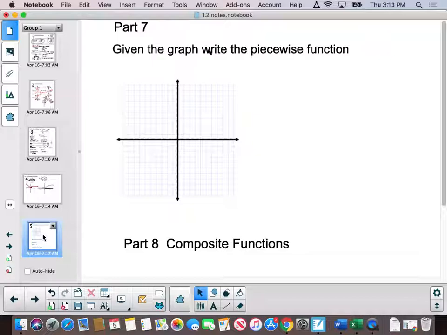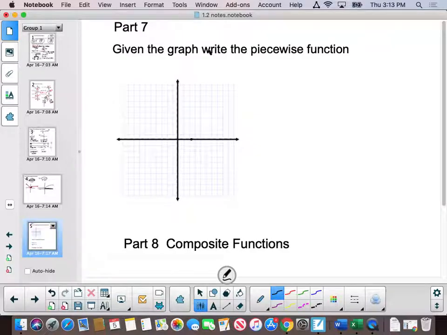Okay, the next part, we have two more parts, part 7 and part 8. Part 7, you're given the graph, you have to write the piecewise function, you did this back in algebra 2. There's no graph there. I know, I'm putting it on there. You're going to put a closed circle at 2, and an open circle here, and connect those two dots. Where's here? 0, 2, and 2, 0. Open circle?